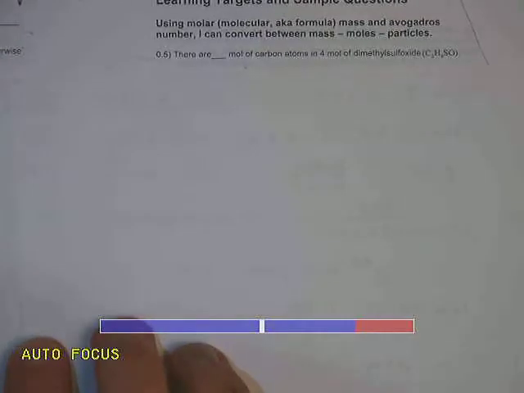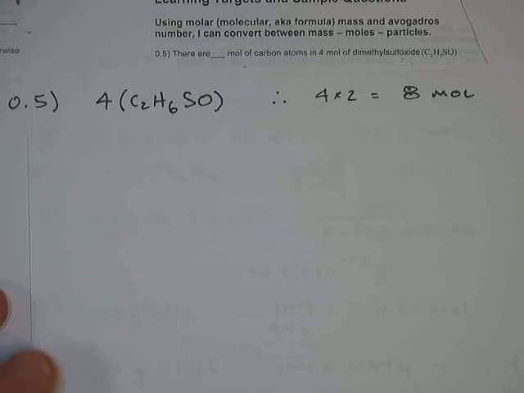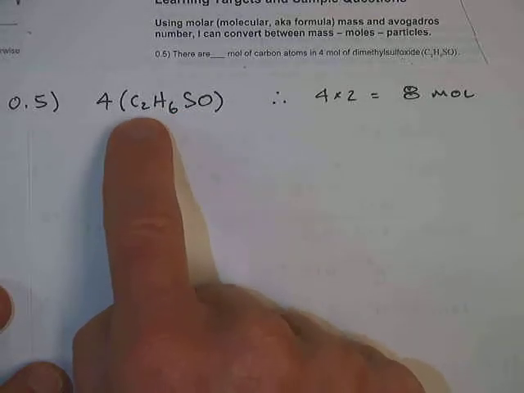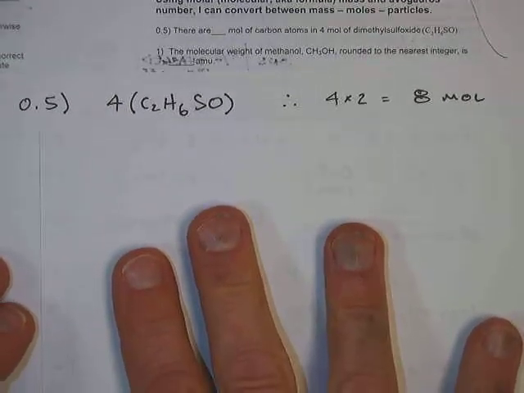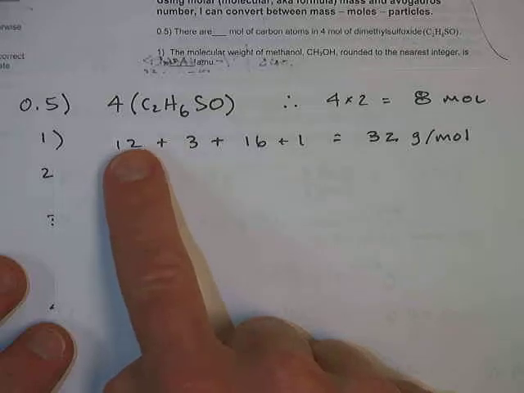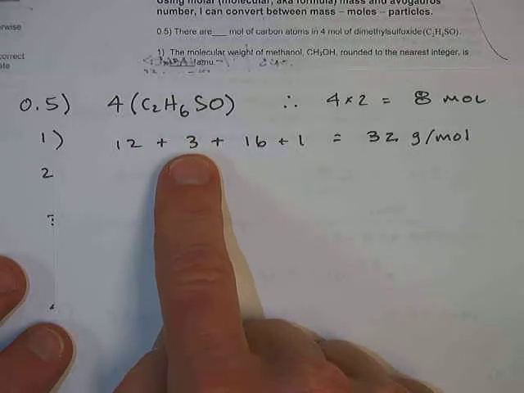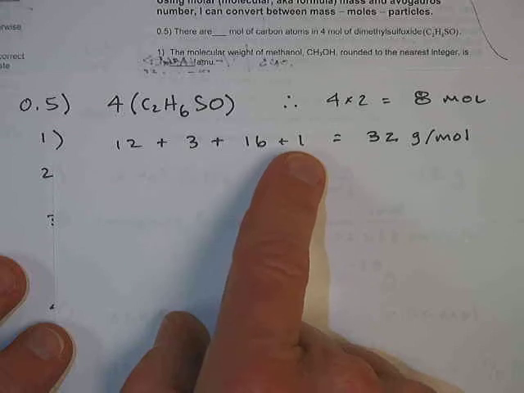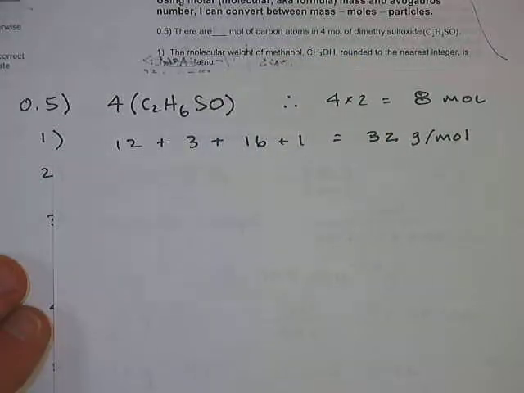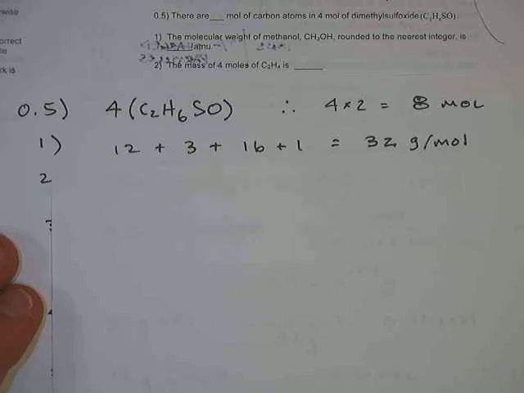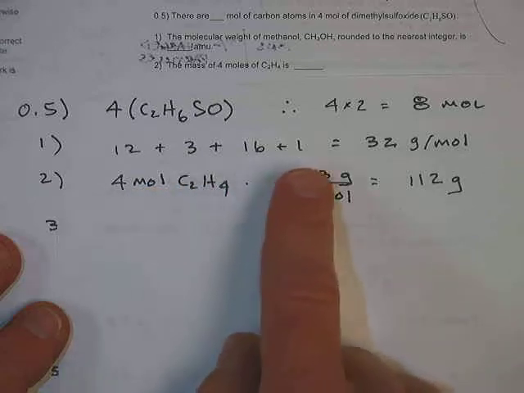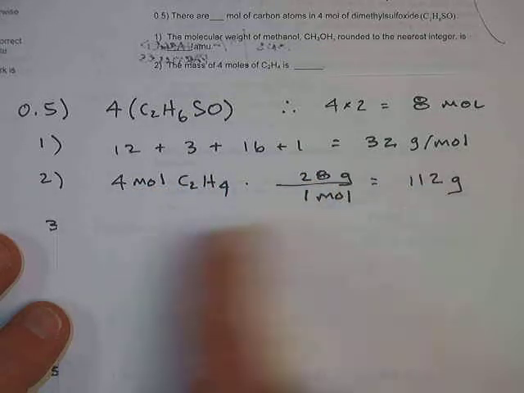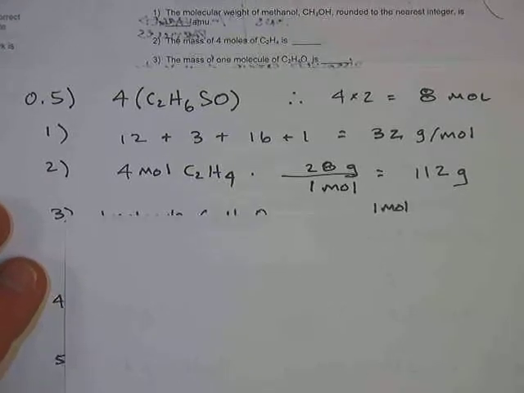So the first problem, there are blank moles of carbon atoms in 4 moles of dimethyl sulfoxide. So 4 moles of it, and there are 2 carbons, so 4 times 2 is 8 moles. Question 2, molecular weight of methanol rounded to the nearest integer: 12 for carbon, 3 for the 3 hydrogens, 16 for the oxygen, 1 for the other hydrogen, just going in order, about 32 grams per mole. Mass of 4 moles of C2H4: we're going from moles to grams now, add up C2H4 on the periodic table, 28, 4 times 28, 112 grams.